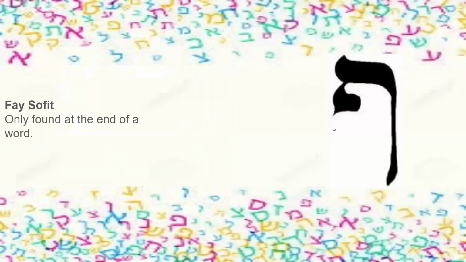Fay Sofit. Once again, all of our Sofits are only found at the end of a word. Fay Sofit, giving you that F sound at the end of a word. All right, moving right along.